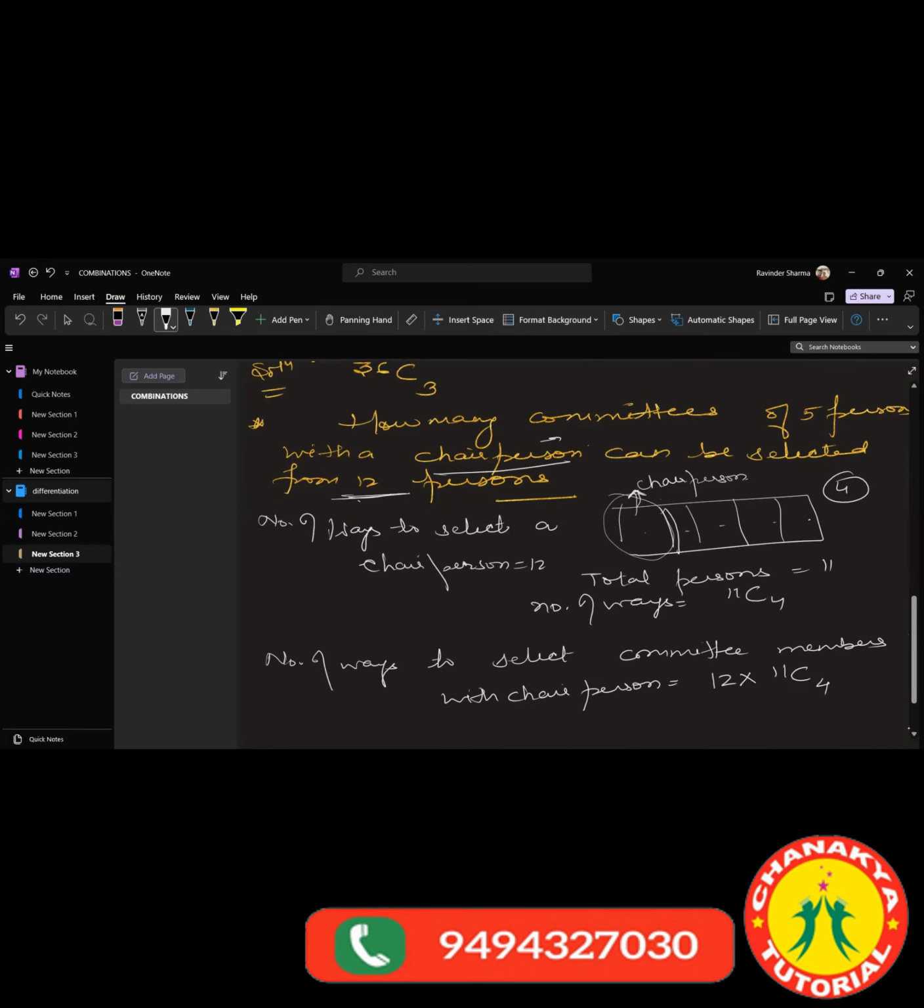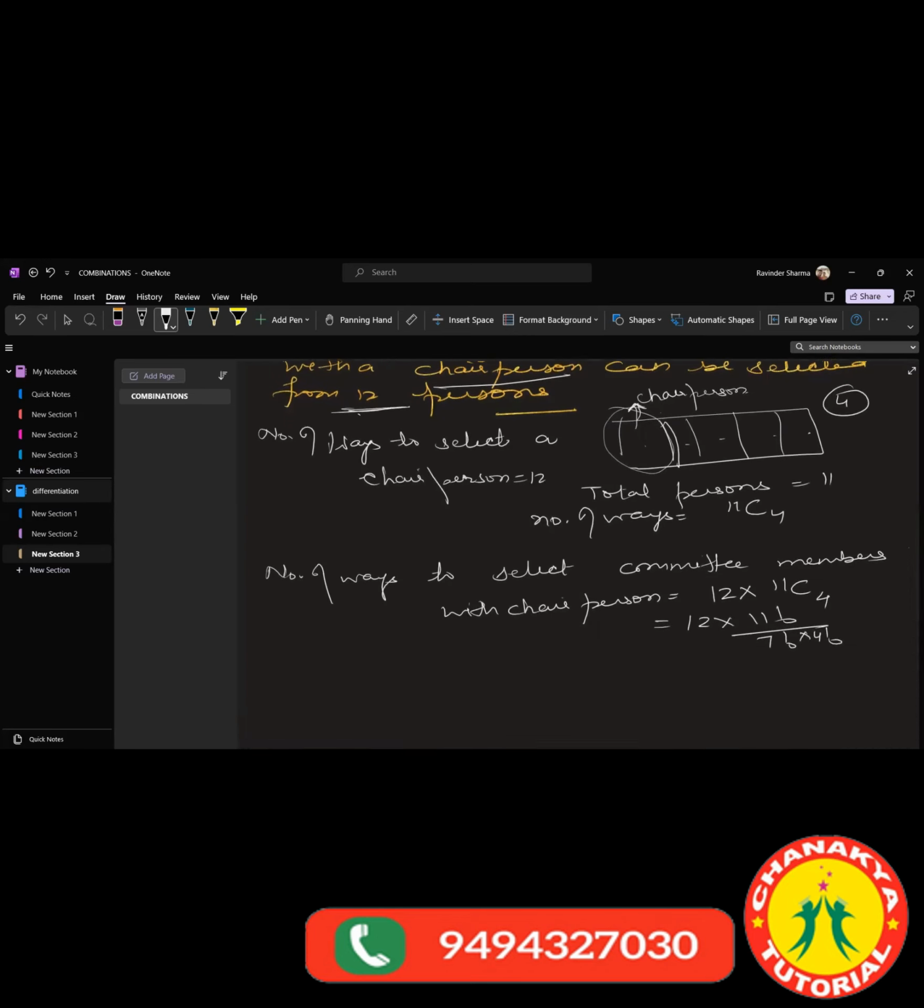Got it, beta? Now you can open this. 12 into 11C4, so you will write 12 into 11 factorial upon 11 minus 4, 7 factorial into 4 factorial. Now you can solve, beta? Ma'am, is it 7 factorial? Yes, beta, this is 7 factorial.